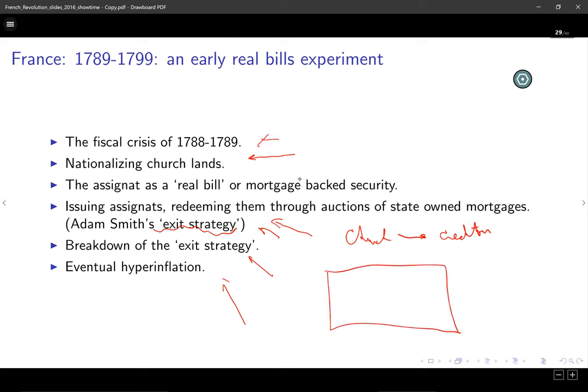You have a note with somebody's picture on it, some guy. You have some note, and that note can say something. But the kind of theory that Adam Smith has, and that's going to be present in this little historical example, is you can't just look at this note. You have to look at the balance sheet of the bank, or really the consolidated balance sheet of the bank and the government, and figure out what the backing of this note is. Is this really backed by something? And what's it backed by? That's going to be the theme of this.